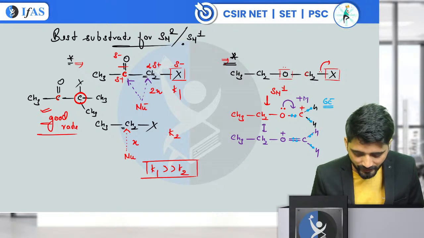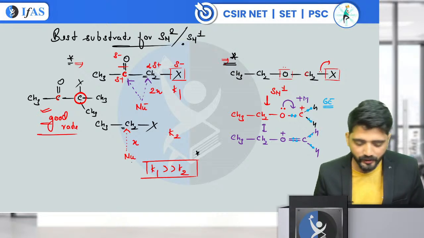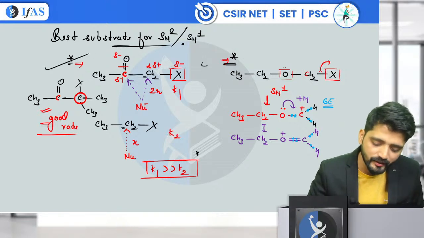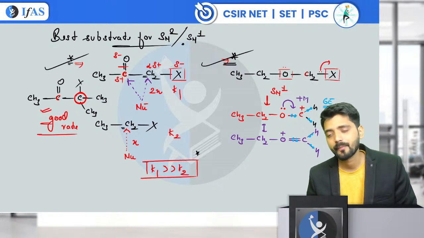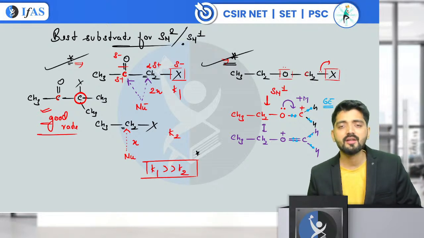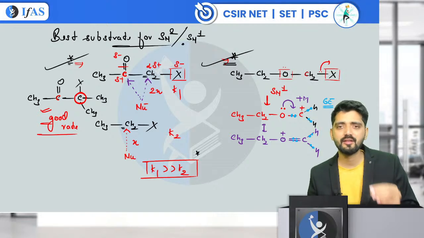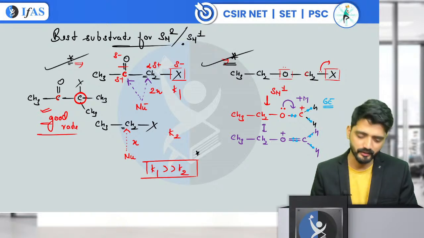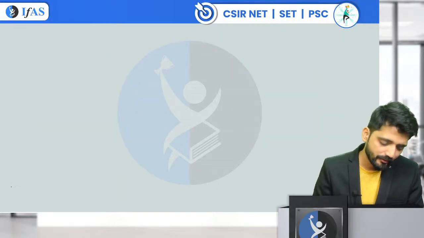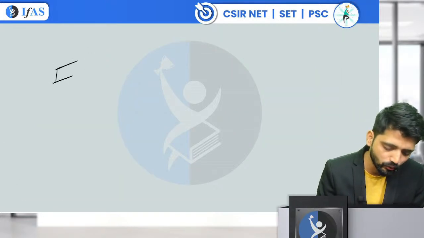So the rate of K1 will be very fast as compared to K2, the best substrate for SN2 and the best substrate for SN1. This is how they are going to look. Now there are a few substrates which are never going to give SN2, or never going to give you SN1, or will react at an extremely slow rate. So you must have heard about norbornanes.